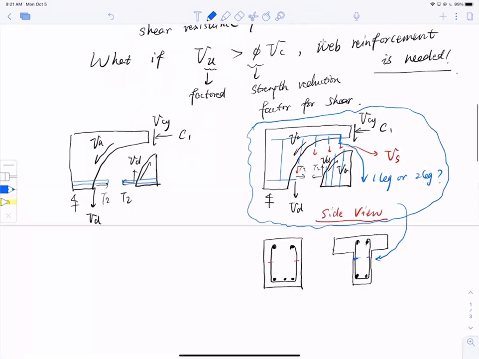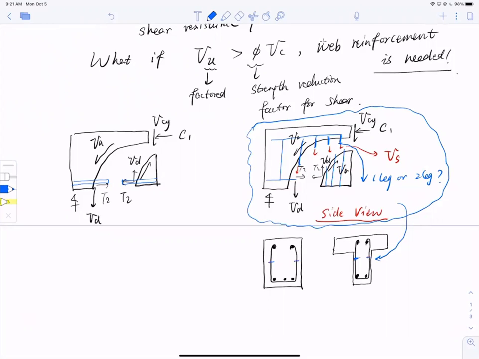So what I'm asking is, when I cut here, do you see this blue vertical line? If I were to ask you to find the area of steel in this blue line cut, would this be one leg or two legs of stirrups? I would say two. Two, right?